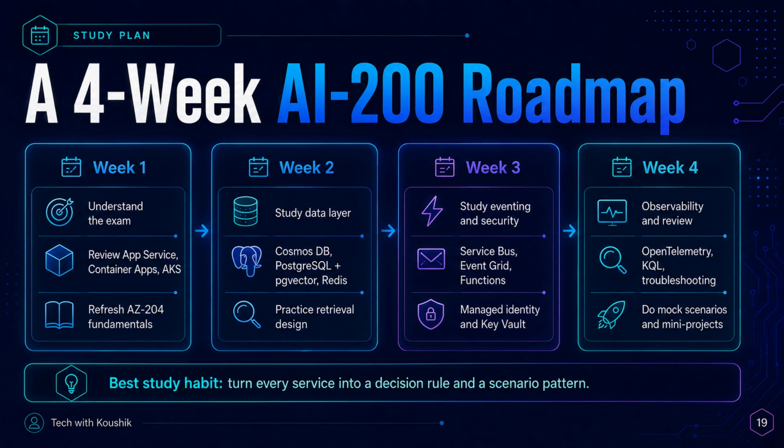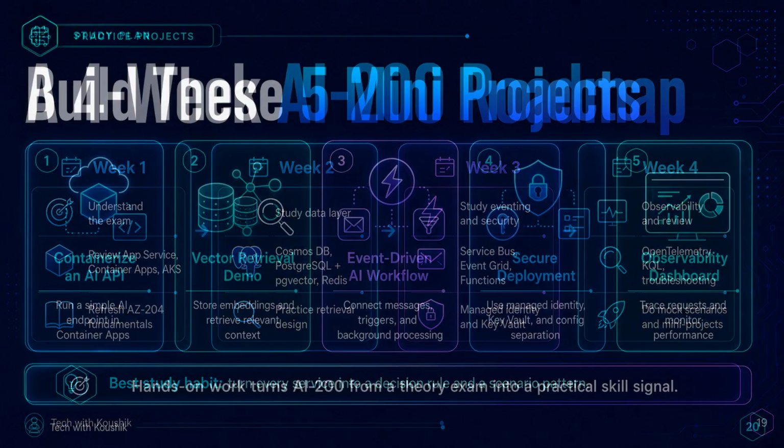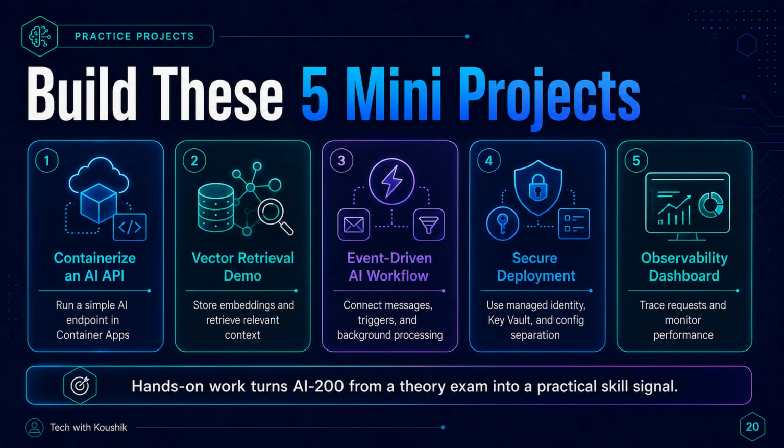Do not only read documentation. Turn every service into a decision rule. Practical projects will make your preparation much stronger. Project 1. Containerize a simple AI API and deploy it to container apps. Project 2. Create a vector retrieval demo. Store embeddings and retrieve relevant context.